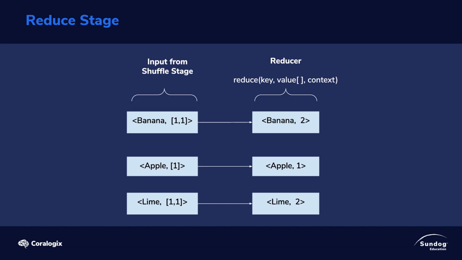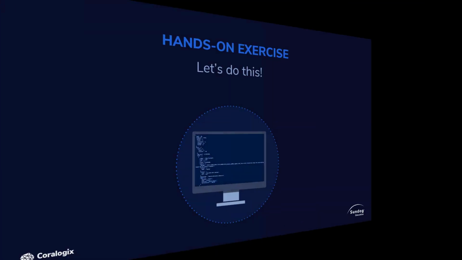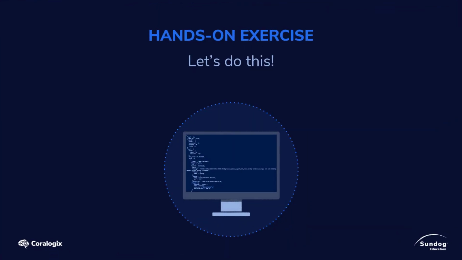This way we get the total count of each key, which ultimately represents the count for each unique word in our text file. The output of the reduce stage also follows the key value format. As mentioned, in this example, the key will represent the word and the value the number of times the word has been repeated. So let's dive in and do it.